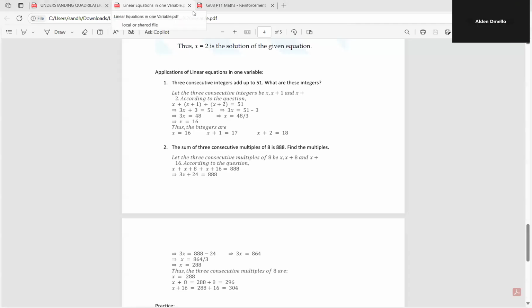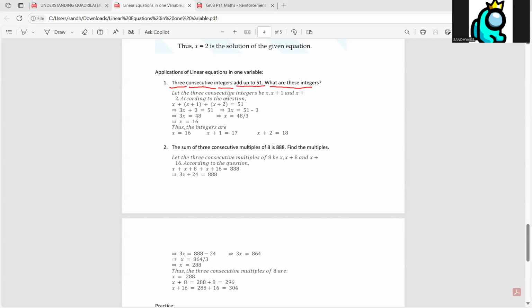Okay, next is linear equations in one variable. Questions. First one: three consecutive integers add up to 51. What are these integers? Last year you also studied three consecutive numbers like that. Here they have mentioned integers.